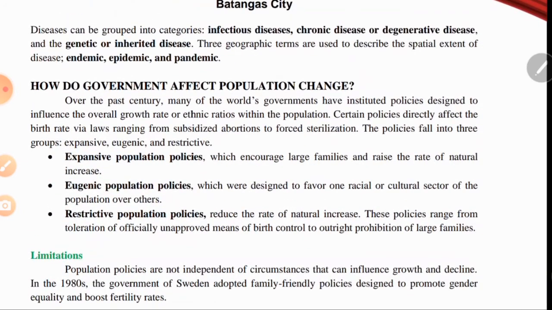Almost forgot, how do governments affect population change? Over the past century, many of the world's governments have instituted policies designed to influence the overall growth rate or ethnic ratios within the population. Certain policies directly affect the birth rate via laws ranging from subsidized abortions to forced sterilization. And the policies fall into three groups: expansive, eugenic, and restrictive.